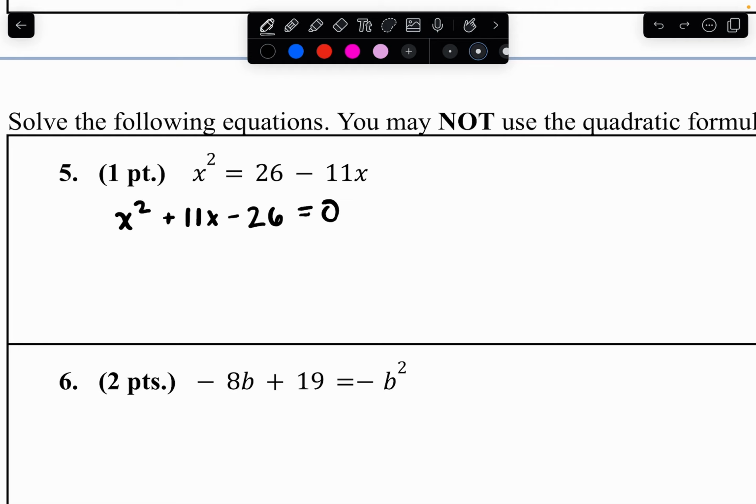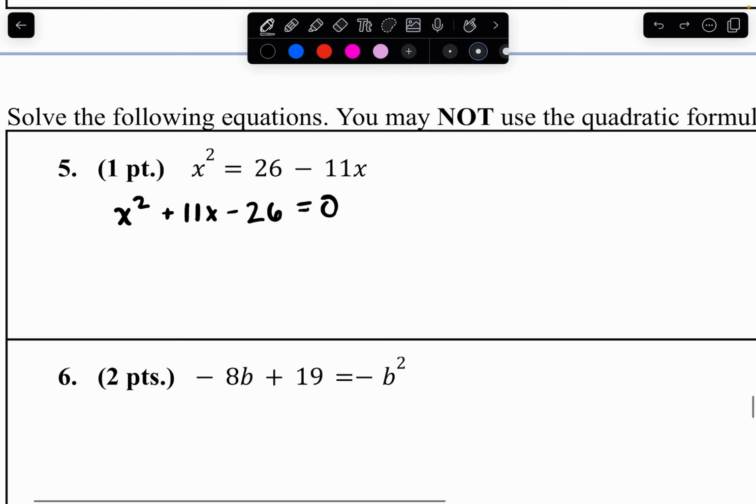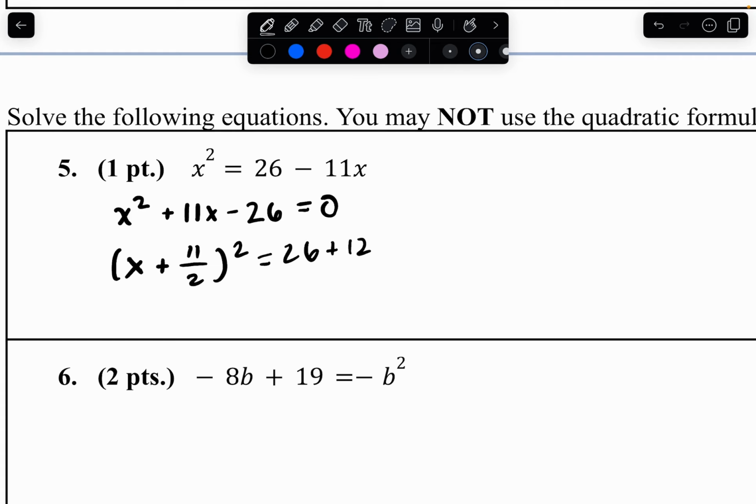Second point, if you're trying to complete the square on this, you are going to end up with fractions. You are going to end up with this. And I am not trying to add 121 over 4 to 26. That should not have been your first go-to. So anyway, let's see if we can factor this. If we cannot factor this, then yeah, we can try completing the square.